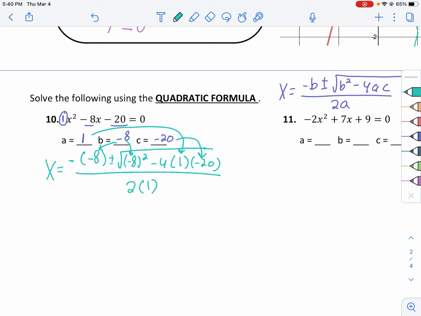So then let's go through and do some simplification. Negative 8 is going to make positive 8. And then that's plus or minus the square root of negative 8 squared, which is 64. And then negative 4 times 1 is negative 4. Negative 4 times negative 20 would be positive 80. And then 2 times 1 gives us 2 in the bottom.